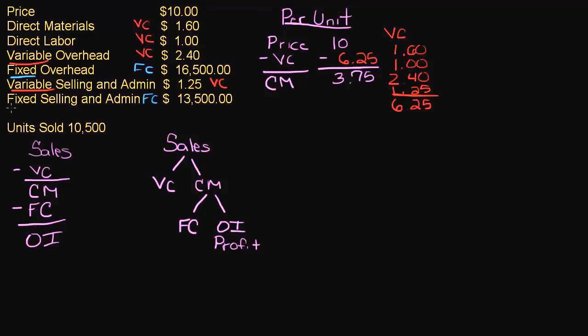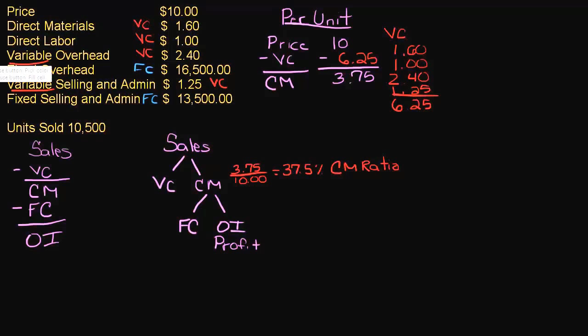So we can say that contribution margin is a percentage of sales, or a percentage of price. If I wanted to figure that out, contribution margin is $3.75 out of every $10. That equals 37.5%. So that means that for every dollar of sales, 37.5% will go to contribution margin. This is called the contribution margin ratio. Every time I have a dollar in sales, 37.5 cents, or 37.5%, will go towards contribution margin.